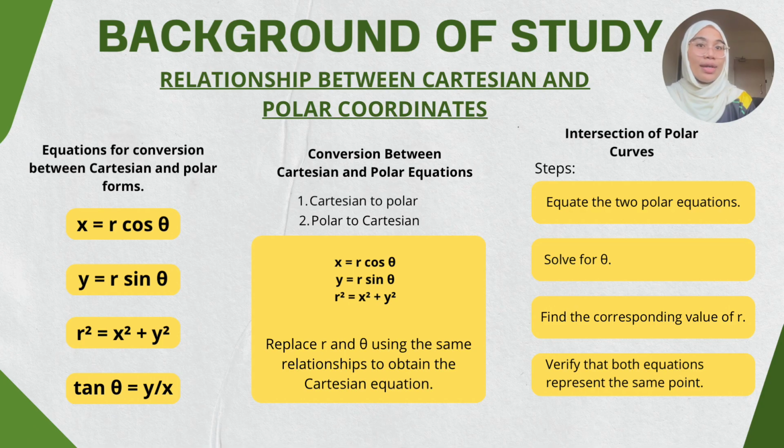For intersection of polar curves, we have 4 steps. The first one is to equate the two polar equations. Second is to solve for theta, third is to find the corresponding value of r, and the last one is to verify both equations represent the same point.